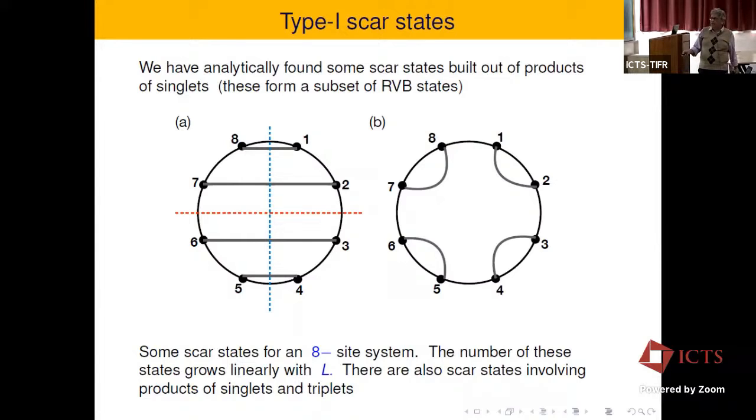We also find that there are scar states involving products of singlets and triplets. I'll finish in a minute. This is really kind of amazing, that singlets and triplets show up in scar states, which has something to do with SU(2) symmetry, but our model has no SU(2) symmetry in it.